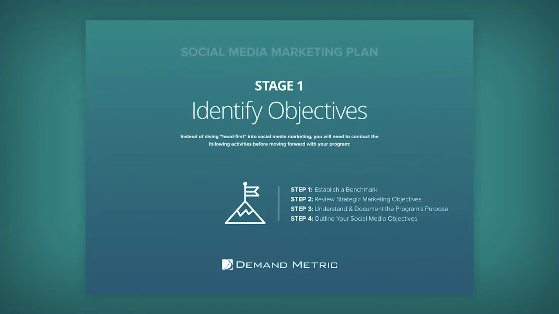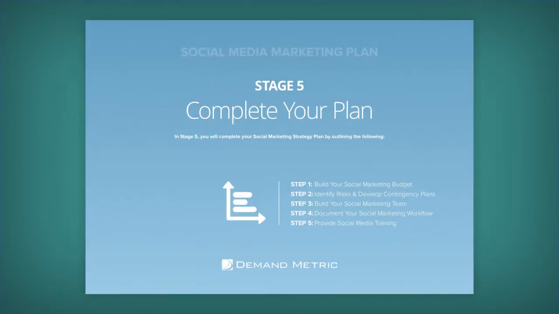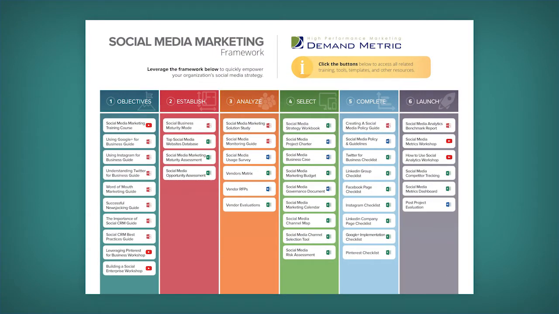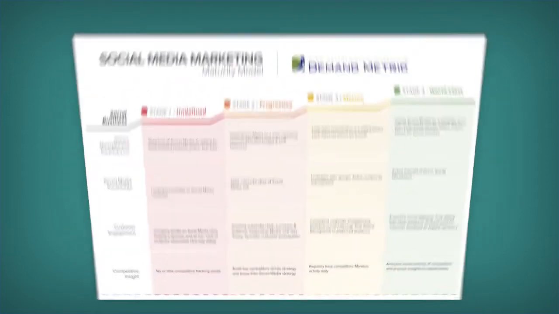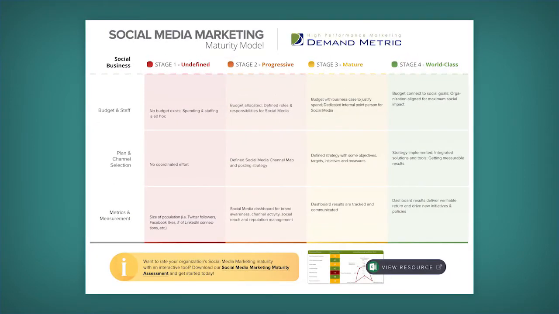Use this step-by-step planning methodology and set of premium tools and templates to create a comprehensive social media marketing plan. Each playbook begins with a table of contents and a framework for quick reference to the tools and templates highlighted throughout the step-by-step guide. Also included is a maturity model that helps you understand where your organization sits in the spectrum of social media maturity.